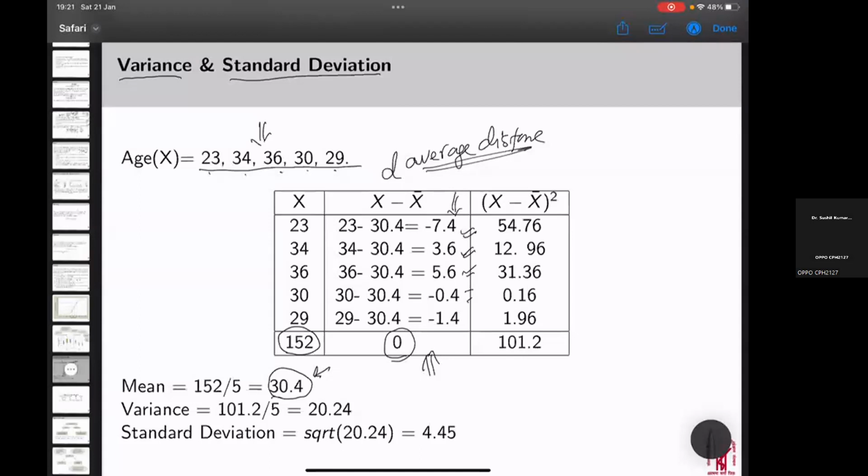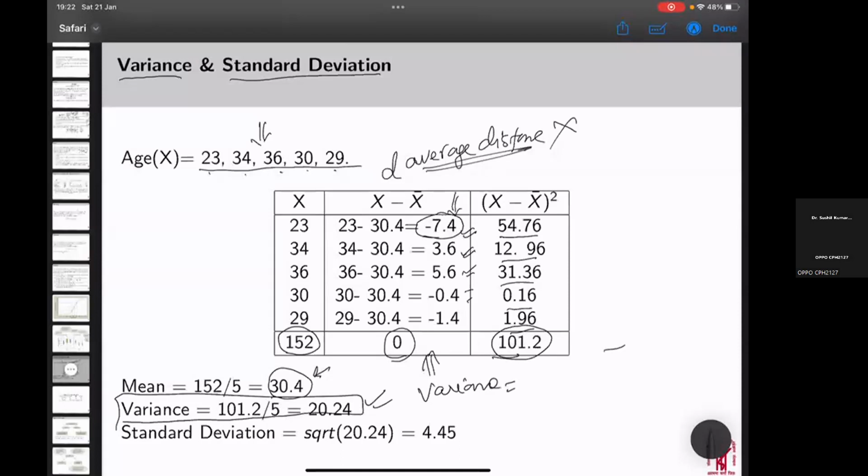So the idea fails. Now what they do is square it. Square this distance, the difference between the mean and the individual data point. By squaring, all the negatives also become positive, and then they calculate the sum, and when they divide it by the total number of observations, it is termed the variance.